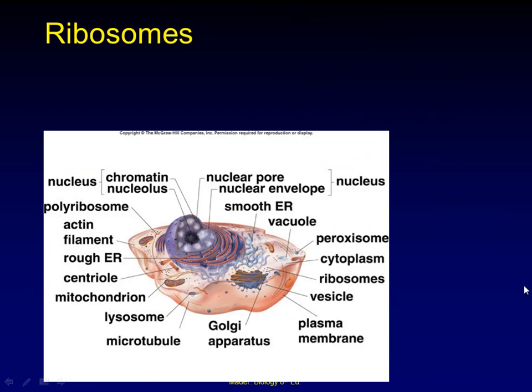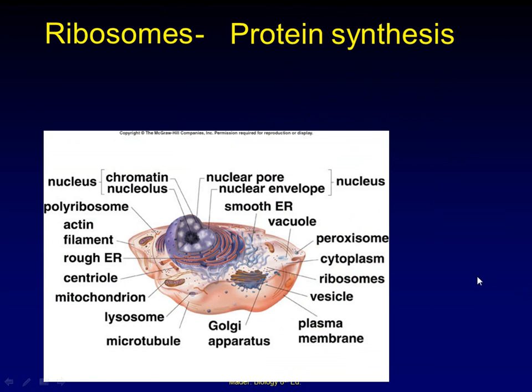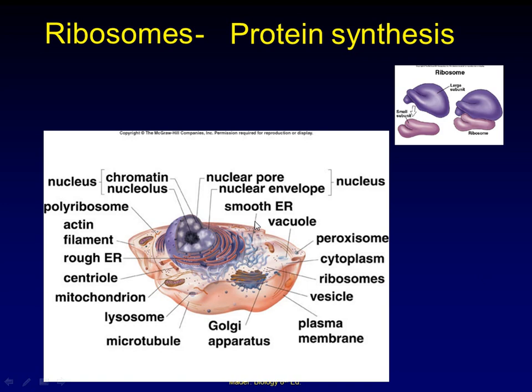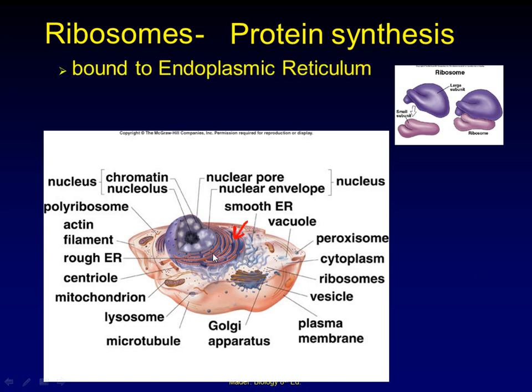The ribosomes, again, we said are the site of protein synthesis. In a eukaryotic cell, we find them in two different places. We find ribosomes attached to another organelle, and that organelle is right here. It's right here. They're attached to the endoplasmic reticulum.